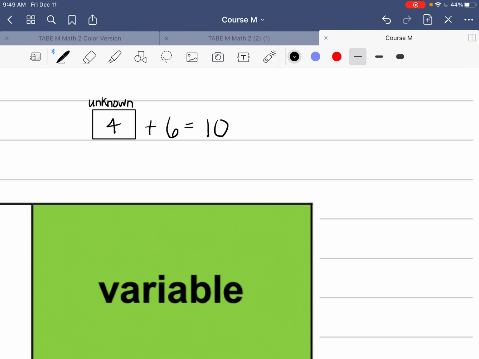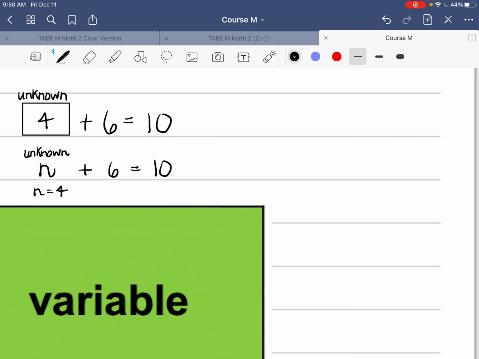We could also write that equation using a variable. We could say some number plus 6 is 10. So in this case, the unknown is written with a letter. Doesn't matter if I use a box or a letter. The unknown is n. And I know that n has to be 4 for this equation to be true. So that's just another way of writing that unknown.